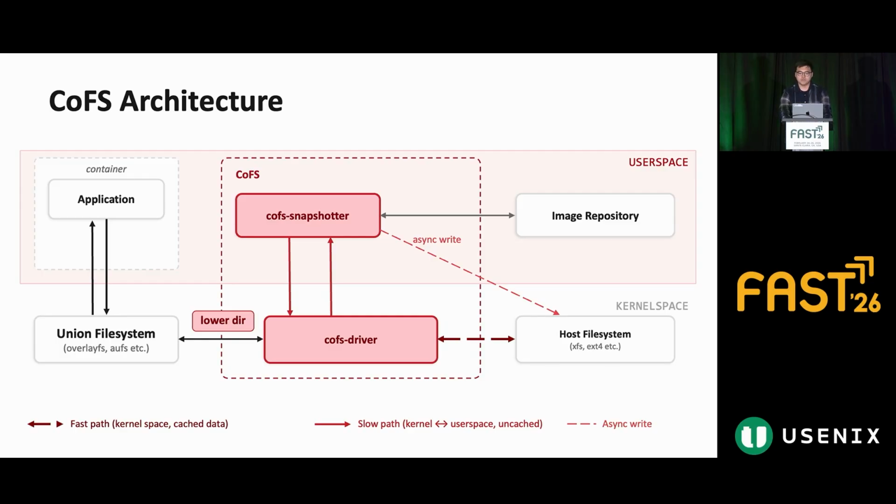Only when the data hasn't been downloaded yet, it will fall back to the slow path with the solid line here. It will first contact the snapshotter in the user space, just like the regular fuse did, to fetch the metadata and the data from the image repository and return it back to the driver and finally to the application. We should also note that we make the snapshotter asynchronously write all the data it fetched from the repository into a mirror file in the host file system so that we can use it for the next read through the fast path we just mentioned.